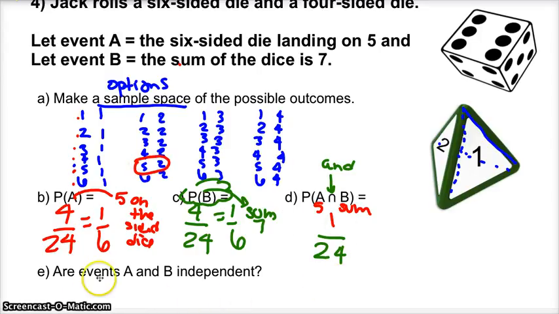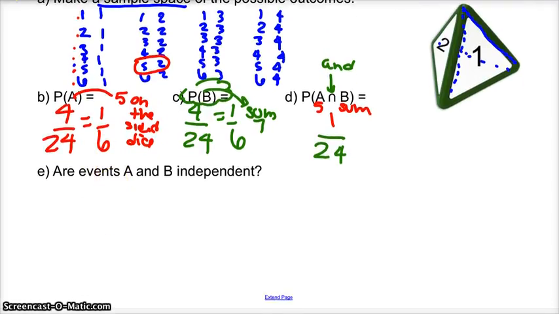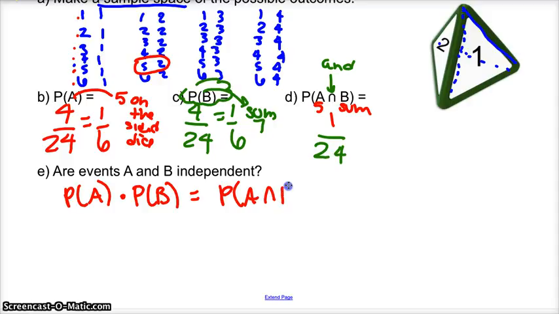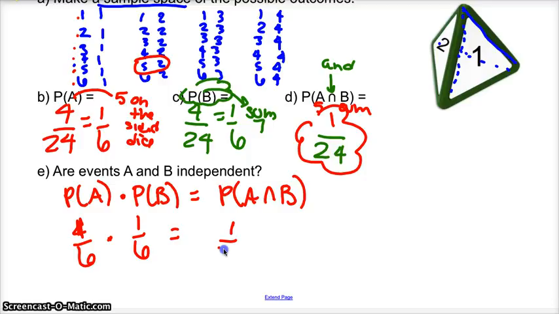So it's asking, are events A and B independent? Well, as mentioned on the previous slides, in order to determine if things are independent, we should be able to check that the probability of A times the probability of B is going to equal the probability of A and B. So it just so happens that you guys found all of these probabilities. The probability of event A was 1 out of 6. The probability of event B was 1 out of 6. And the probability of event A and B, we ended up calculating as 1 over 24.